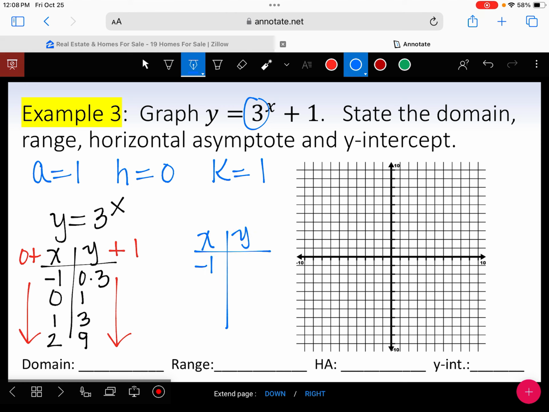So again, my left side doesn't change. I'm only adding 1, which is pretty easy to do without a calculator. 1 plus 1 is 2. 3 plus 1 is 4. 9 plus 1 is 10.